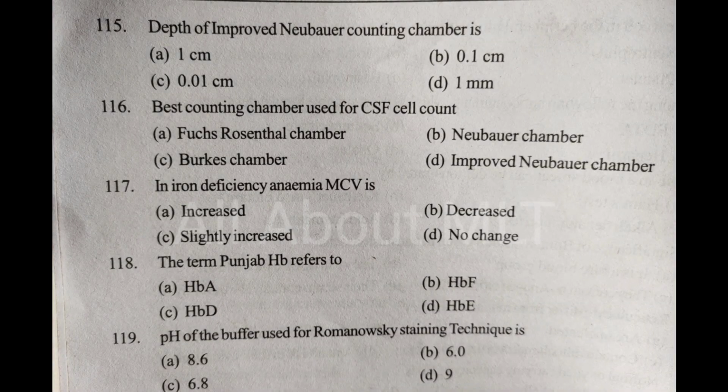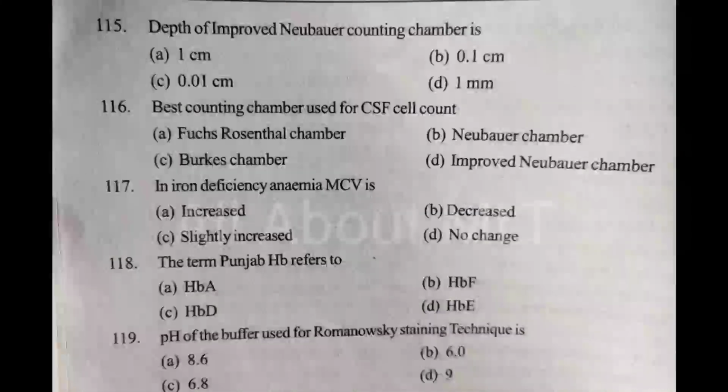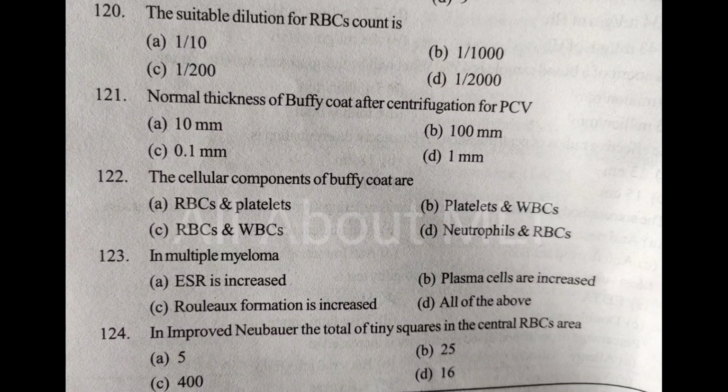pH of the buffer used for Romanowsky staining technique is option A 8.6, option B 6.0, option C 6.8, option D 9. And the answer is option C 6.8. The suitable dilution for RBC count is option A 1 by 10, option B 1 by 1000, option C 1 by 200, option D 1 by 2000. And the answer is option C 1 by 200.